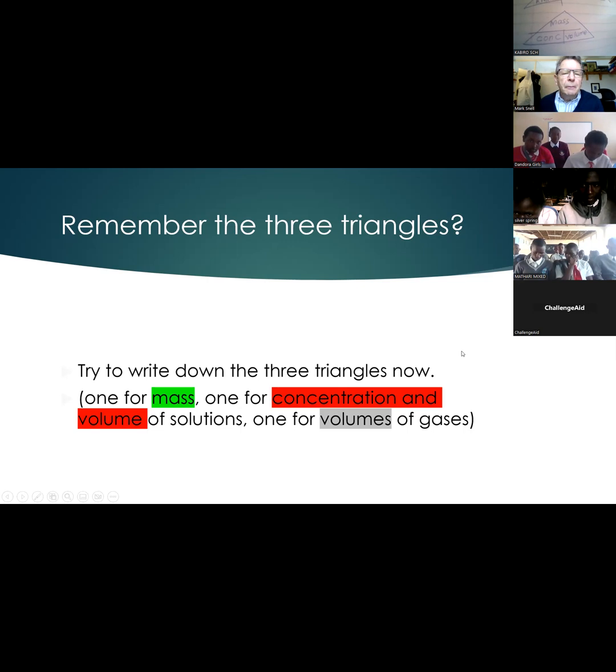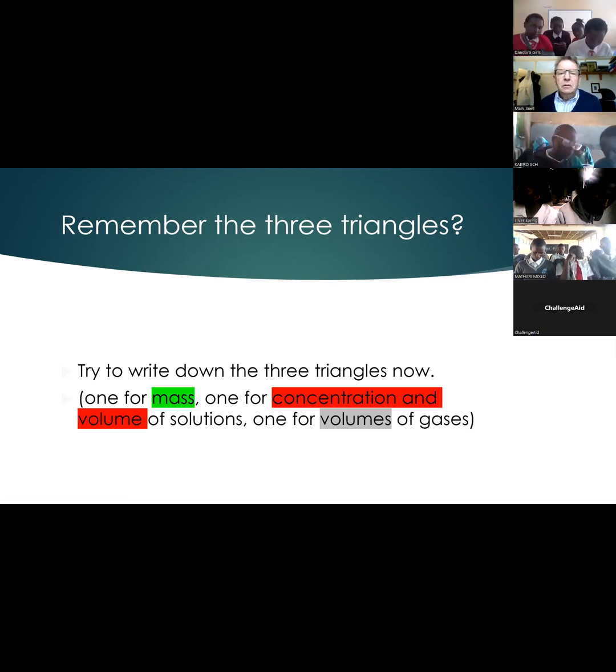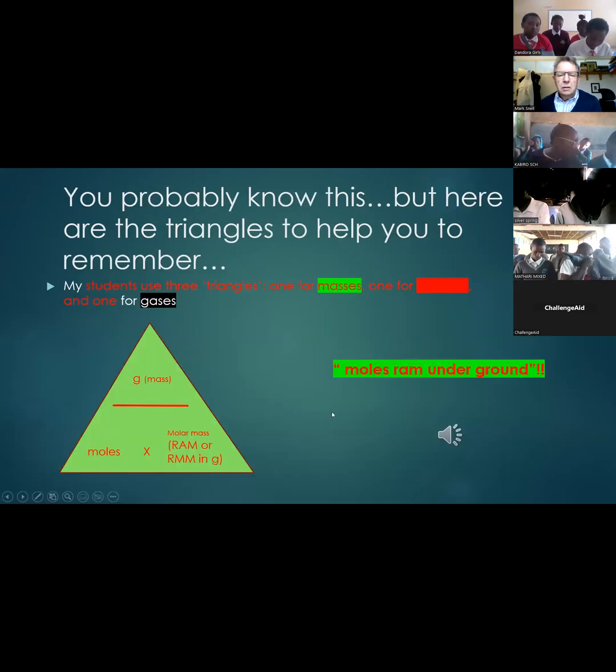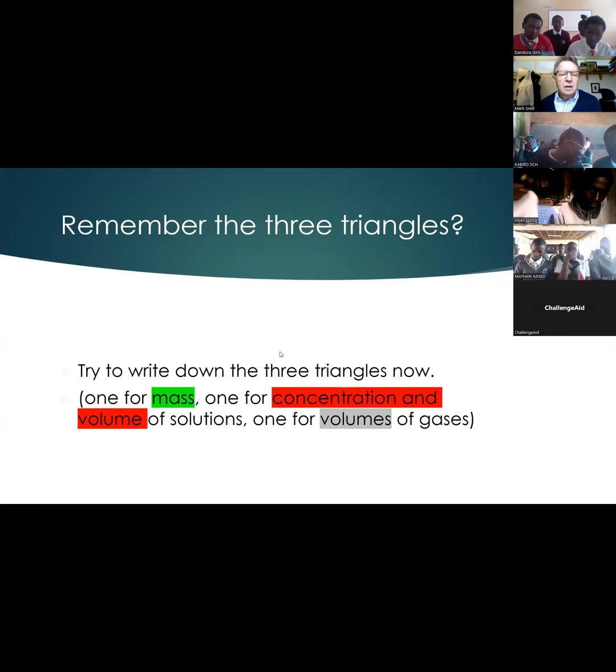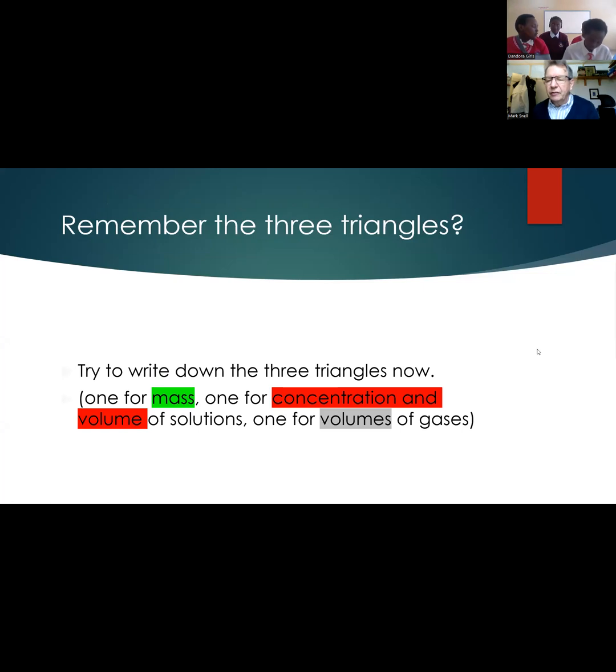Nearly. Not mass at the top. Not mass, but moles at the top. Very good. Well done. It's concentration and volume at the bottom, but it's moles at the top. Well done. That's very good. Anybody else? Whoops. Okay. The first triangle. This is useful.